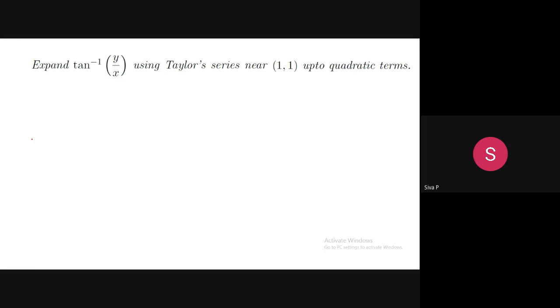Already I told, if it is at the point a comma b, it means in powers of x minus a, y minus b. I don't know whether you are writing the notes or not.